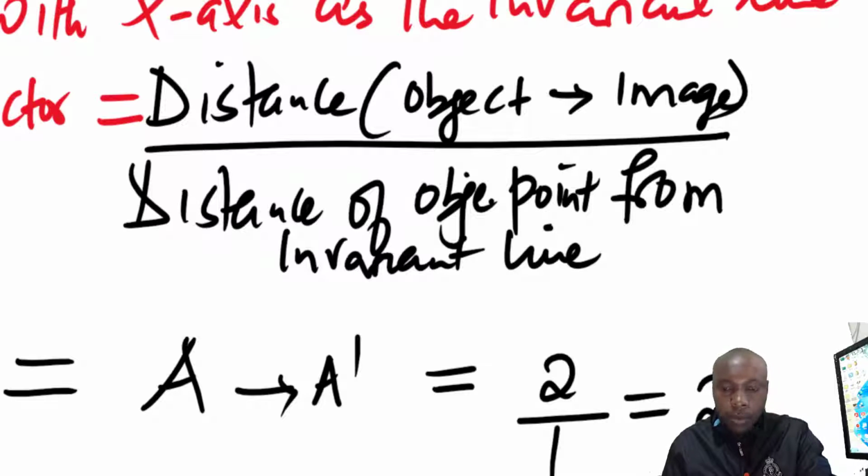That would be applicable on the same when you take all the points B to B prime, C to C prime, D to D prime. That will be all the same. You should give 2, and you can confirm that.